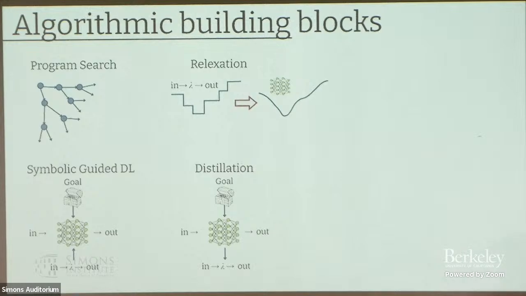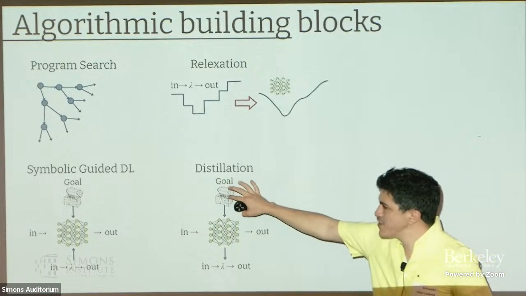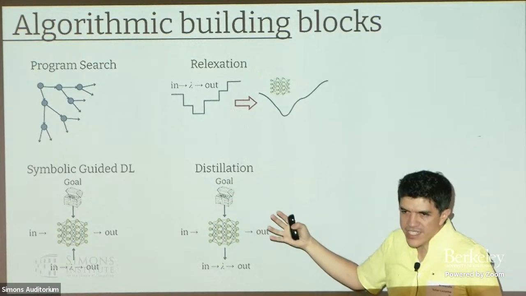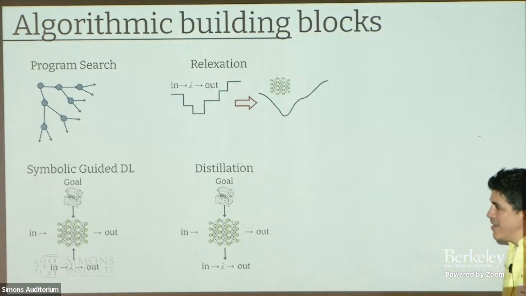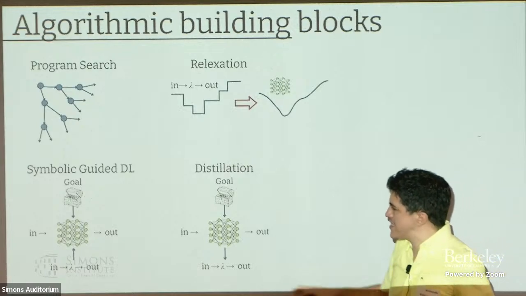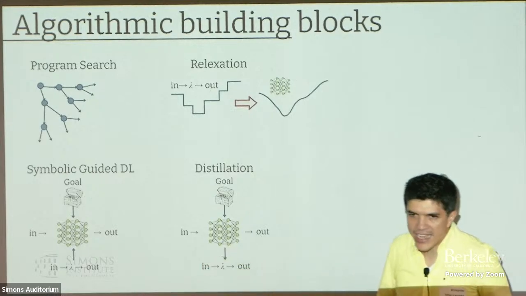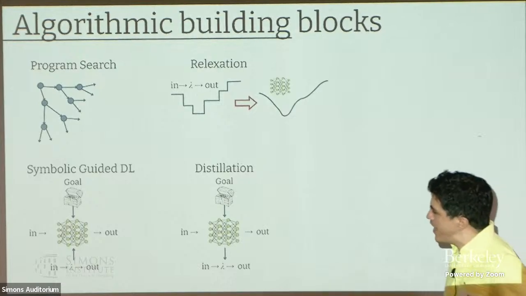Another important algorithmic building block is this idea of distillation. So we have some goal, out of that goal we learned some neural network, but for some reason, we're not happy with just a blob of neurons that maybe or maybe not satisfies the task. What we want to do is, from that blob of neurons, be able to produce an actual symbolic program. And as we'll see today, there are many reasons why you might want to do that.